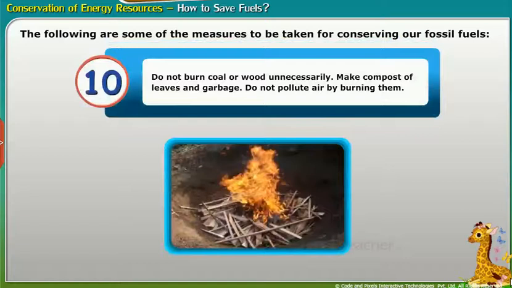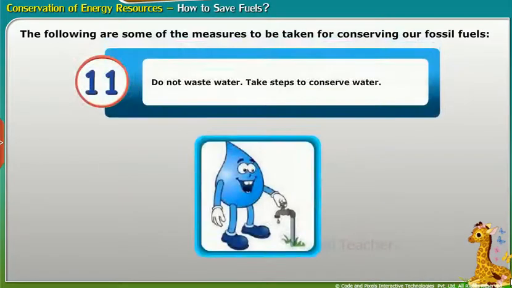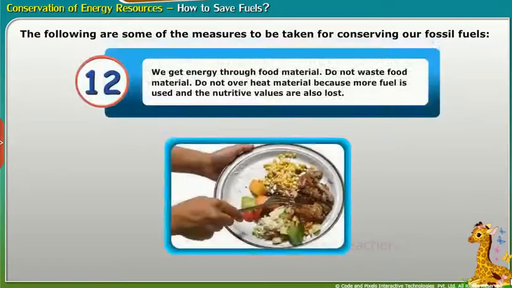Do not burn coal or wood unnecessarily. Make compost of leaves and garbage. Do not pollute air by burning them. Do not waste water. Take steps to conserve water. We get energy through food material. Do not waste food material. Do not overheat materials because more fuel is used and the nutritive values are also lost.